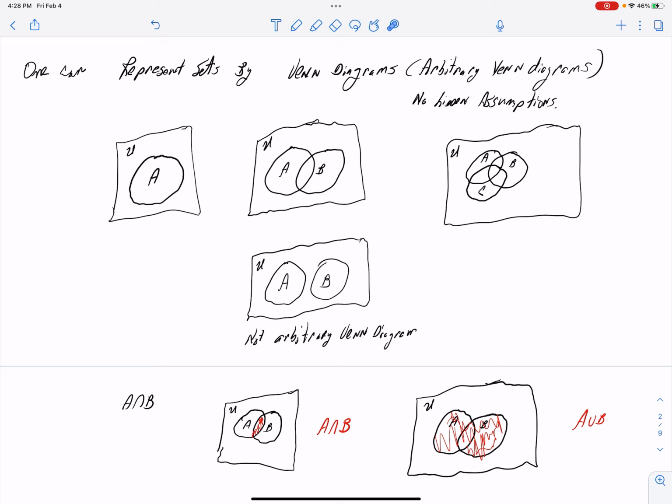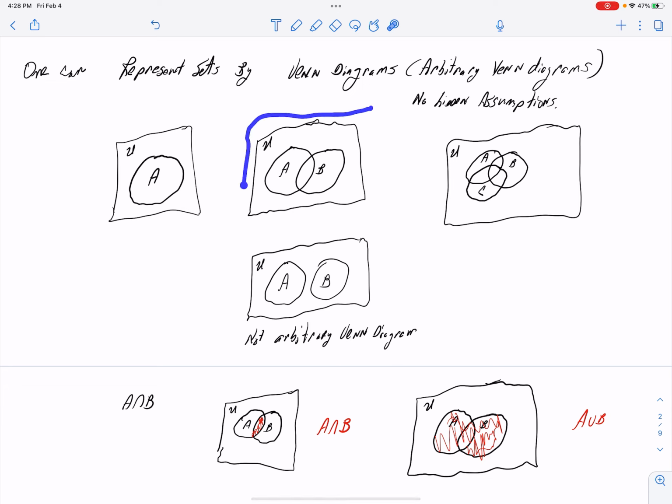Understand that the universal set contains everything. So the universal set, remember, contains all elements, hence it contains all sets. This thing on the outside is just a piece of the universal set. Here is an arbitrary Venn diagram involving just one set.